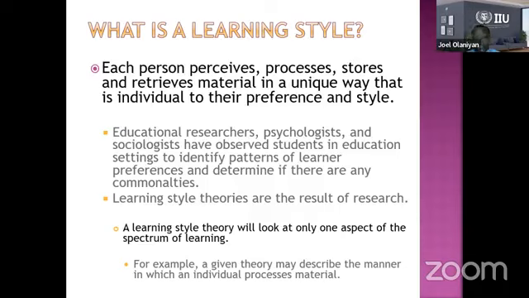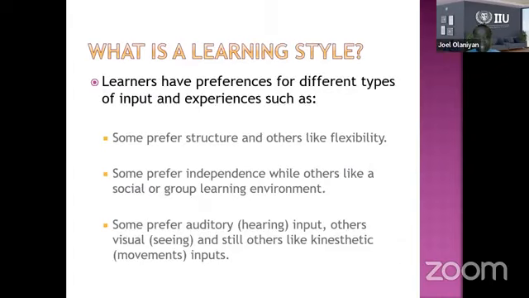For example, a given theory may describe the manner in which an individual processes materials. When a theory is propounded and invented, it is tested on a group of learners, and if the result is positive, it is then adopted by the general public. As far as learning style is concerned, it has become a commonly known technique. Learners have preferences for different types of inputs and experiences, such as some prefer structure and others like flexibility.